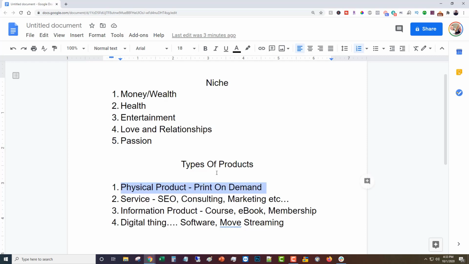So print on demand, a physical product. Obviously, there's like tech, like Roku's and things like that you can actually physically sell. TVs is another example, things of that nature. A lot of it's going to be tech, or at least that's where my mind goes. Service, I guess that could be like in person, I don't know, putting on a performance or a concert or something.